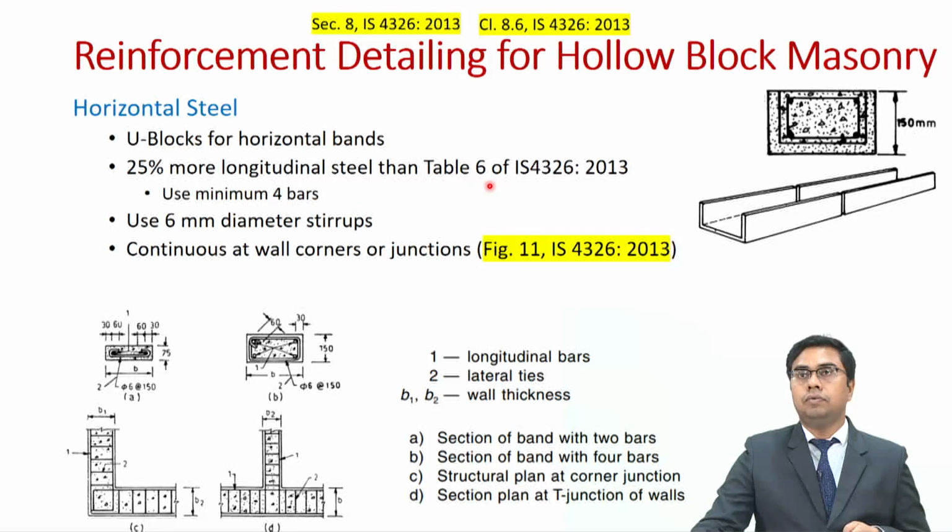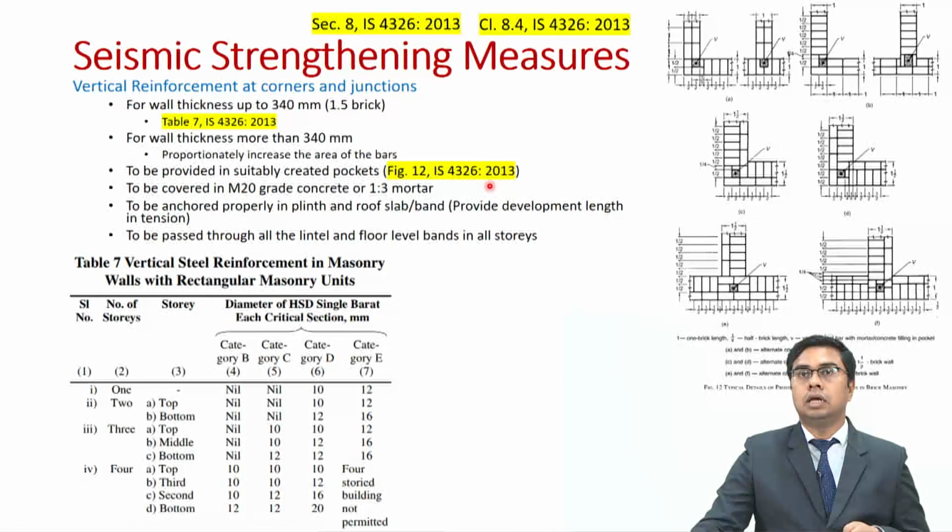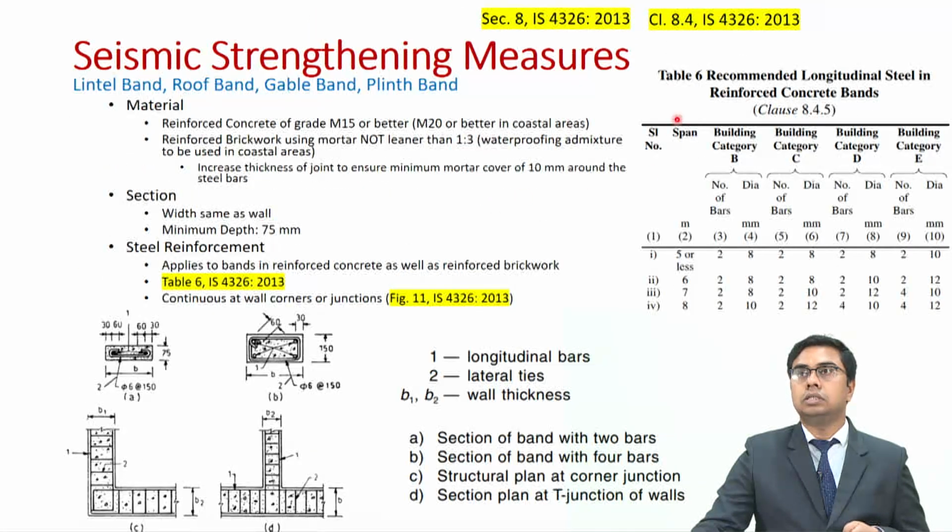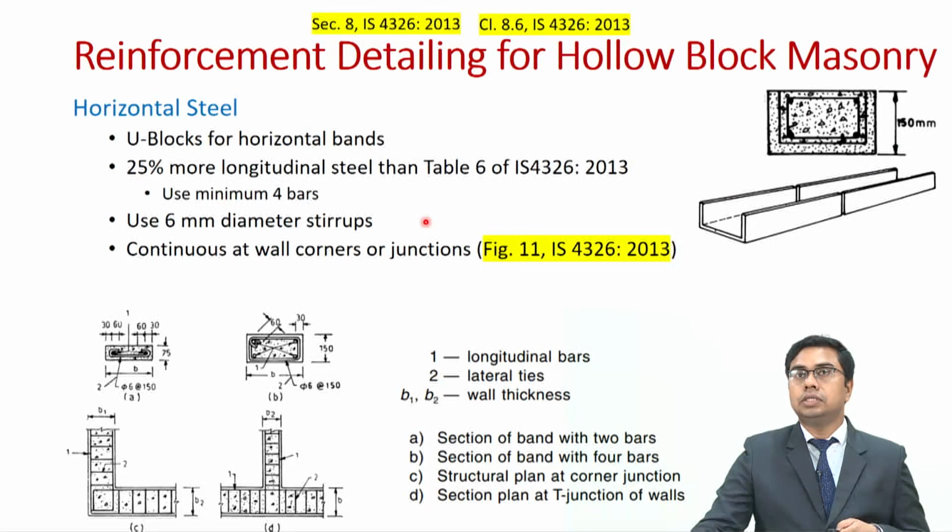And we have already seen table 6. I will show you once again. So, this is table 6, which gives you the recommended longitudinal steel in reinforced concrete bands, which depends on building category and wall, and it gives the required steel in terms of number of bars and diameter of bars. So in this case we shall be using 25% more steel than the table 6 guidelines, and we shall also use a minimum of 4 bars.